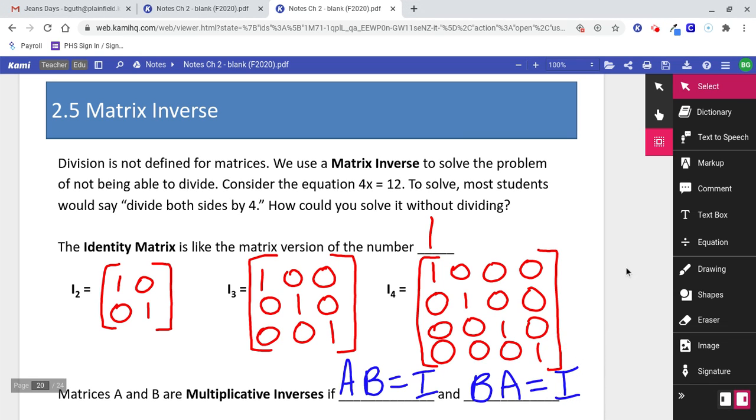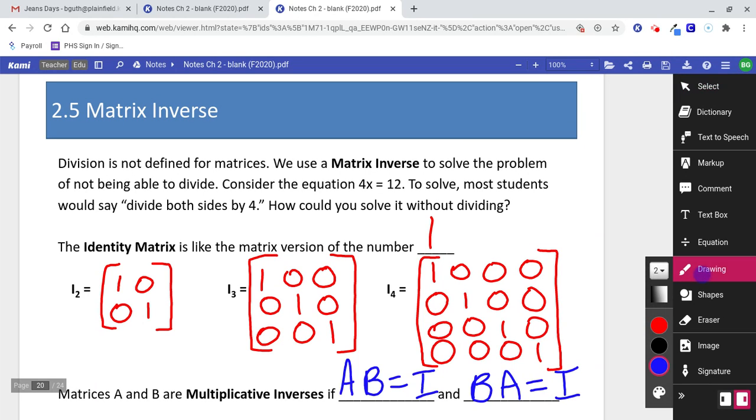2.5 matrix inverse. Division isn't defined for matrices, so we use a matrix inverse to solve that problem. Consider the equation 4x equals 12. Most people would tell you, let's divide both sides by 4, but what are we going to do if we can't divide? If division isn't defined, we're going to have to do something else. So maybe it occurs to you to multiply both sides by 1/4. Turns out that's exactly what we want to do because 1/4 is the multiplicative inverse of 4. We're going to be allowed to do something like that when we couldn't divide.